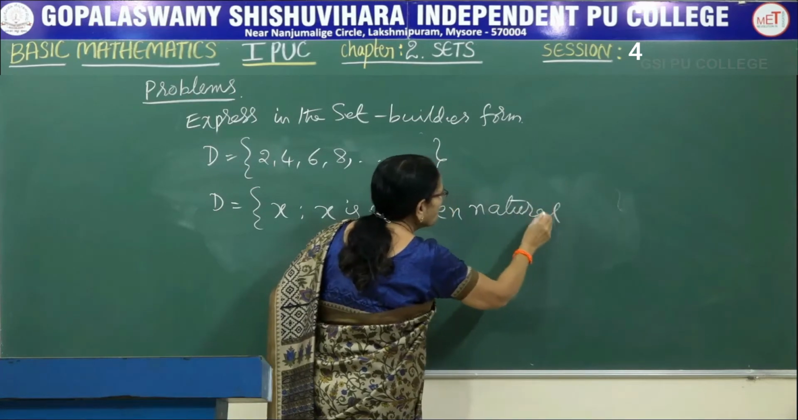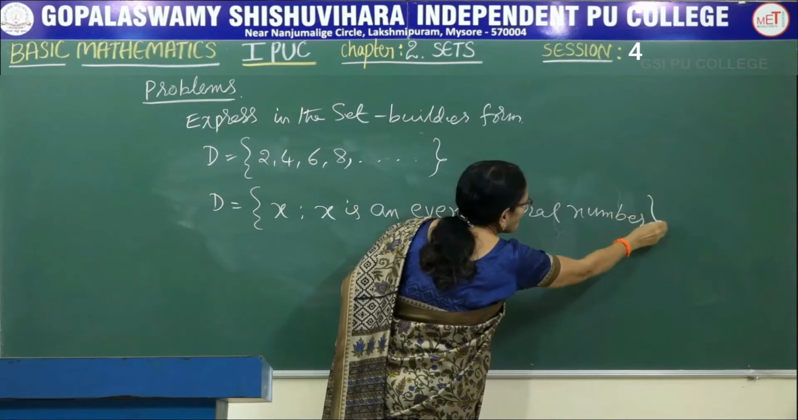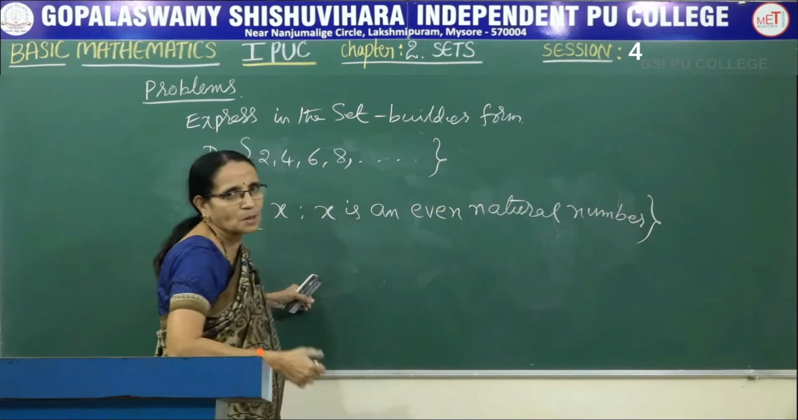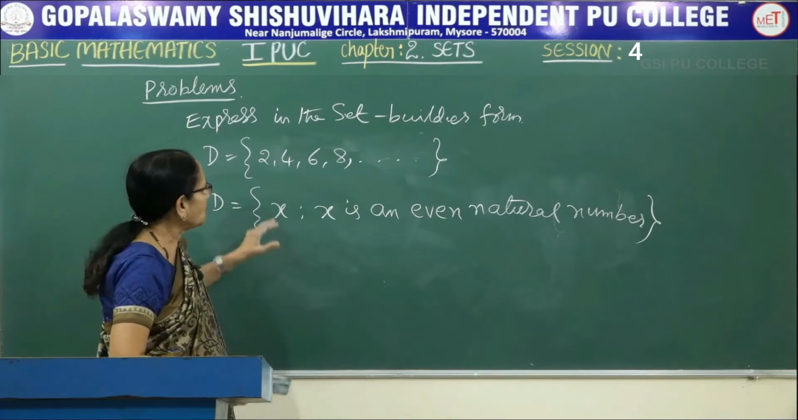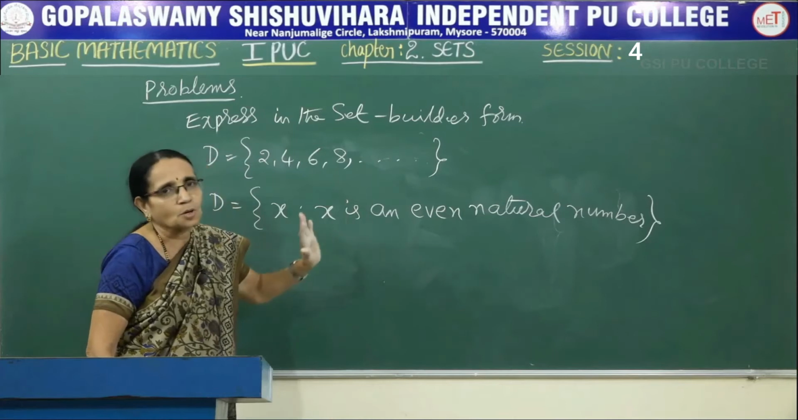X is an even natural number. You observe all of them are natural numbers that is more than 1, and all of them are even. So x is an even natural number.